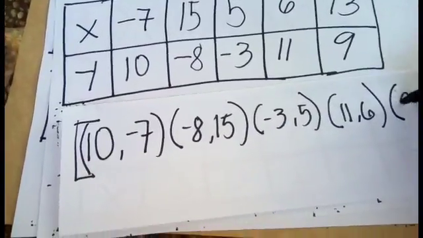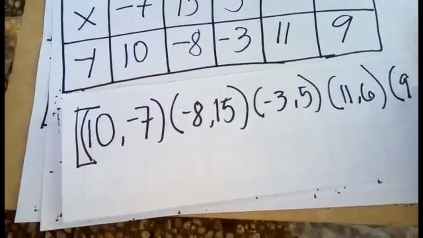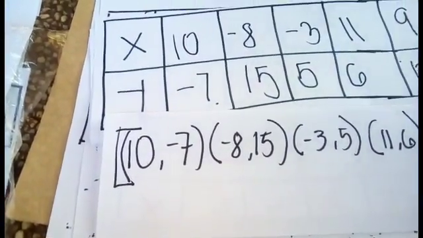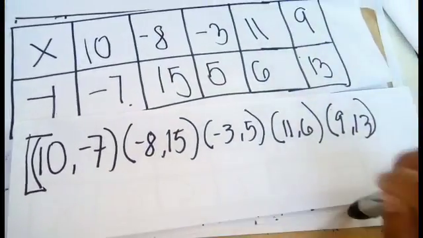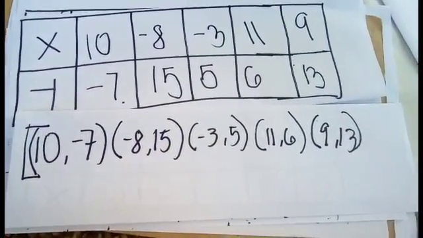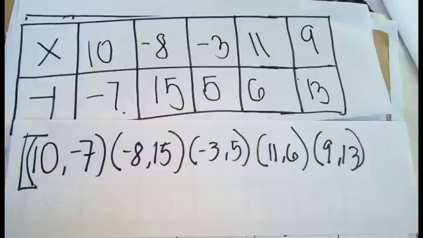Well, I bet all of you got the correct answer. Here is our answer for the table of values and for the set of ordered pairs. You know, this is just so simple.